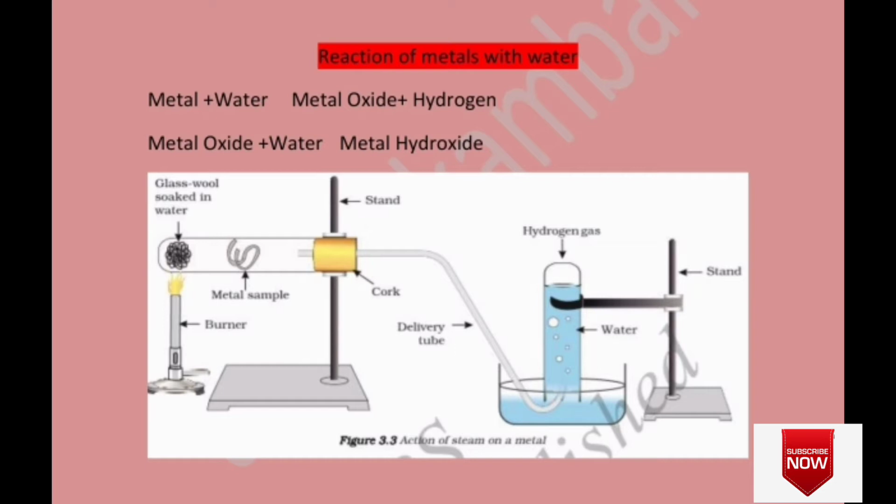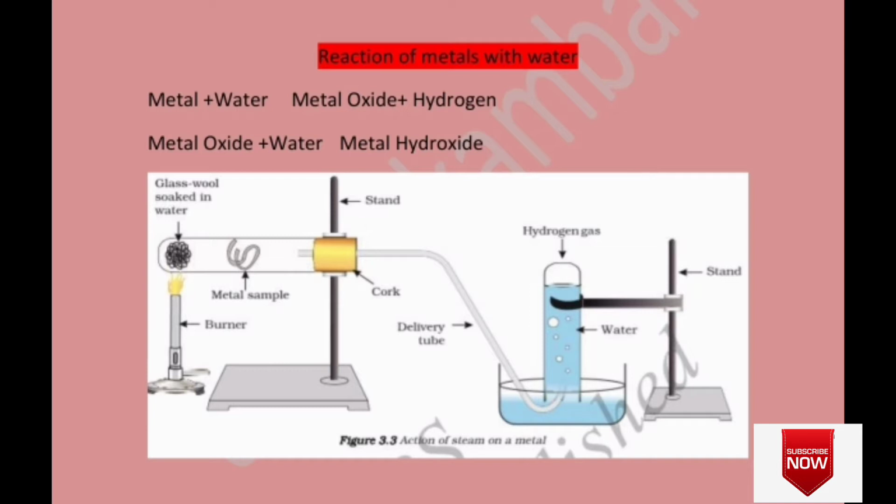When the glass wool soaked in water is heated, it produces evaporated water, that is, water vapors, and those water molecules react with the metal sample kept inside the test tube. The products formed are metal hydroxide, along with hydrogen gas, which is passed through the delivery tube, and the bubbles inside the inverted test tube indicate that hydrogen gas is produced.